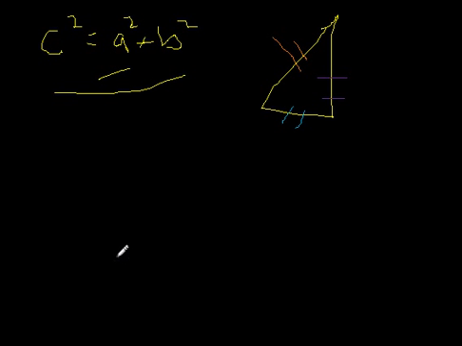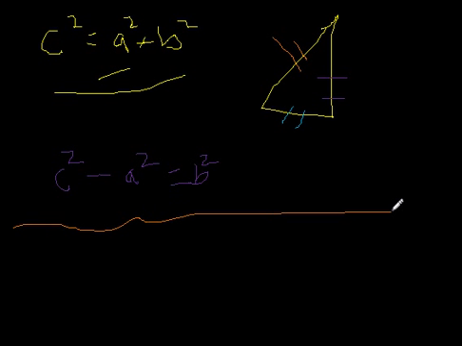Or actually I can fit it right now. Alright, let's do this quickly. To find B, we go C squared minus A squared equals B squared. And to find A, we go C squared minus B squared equals A squared.